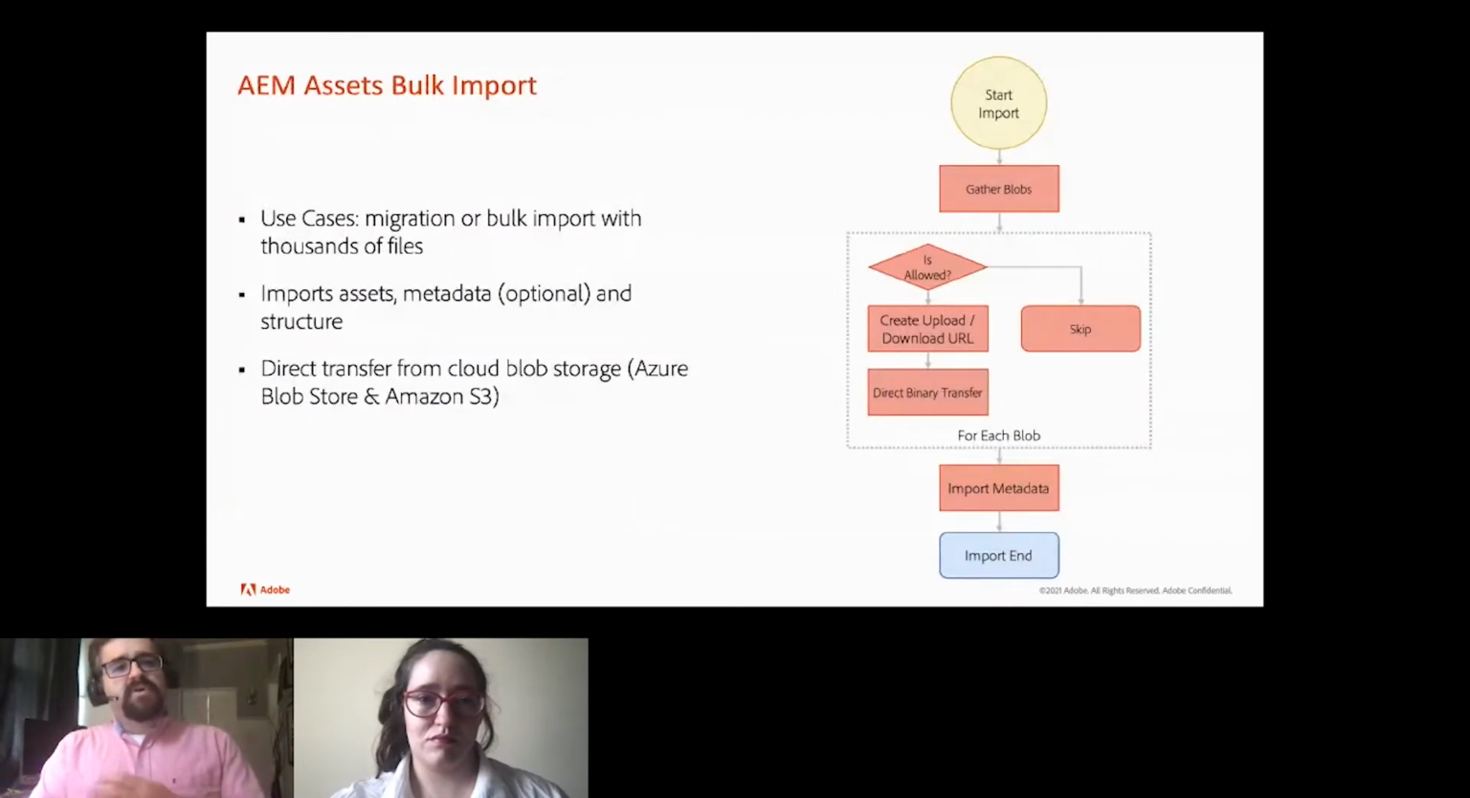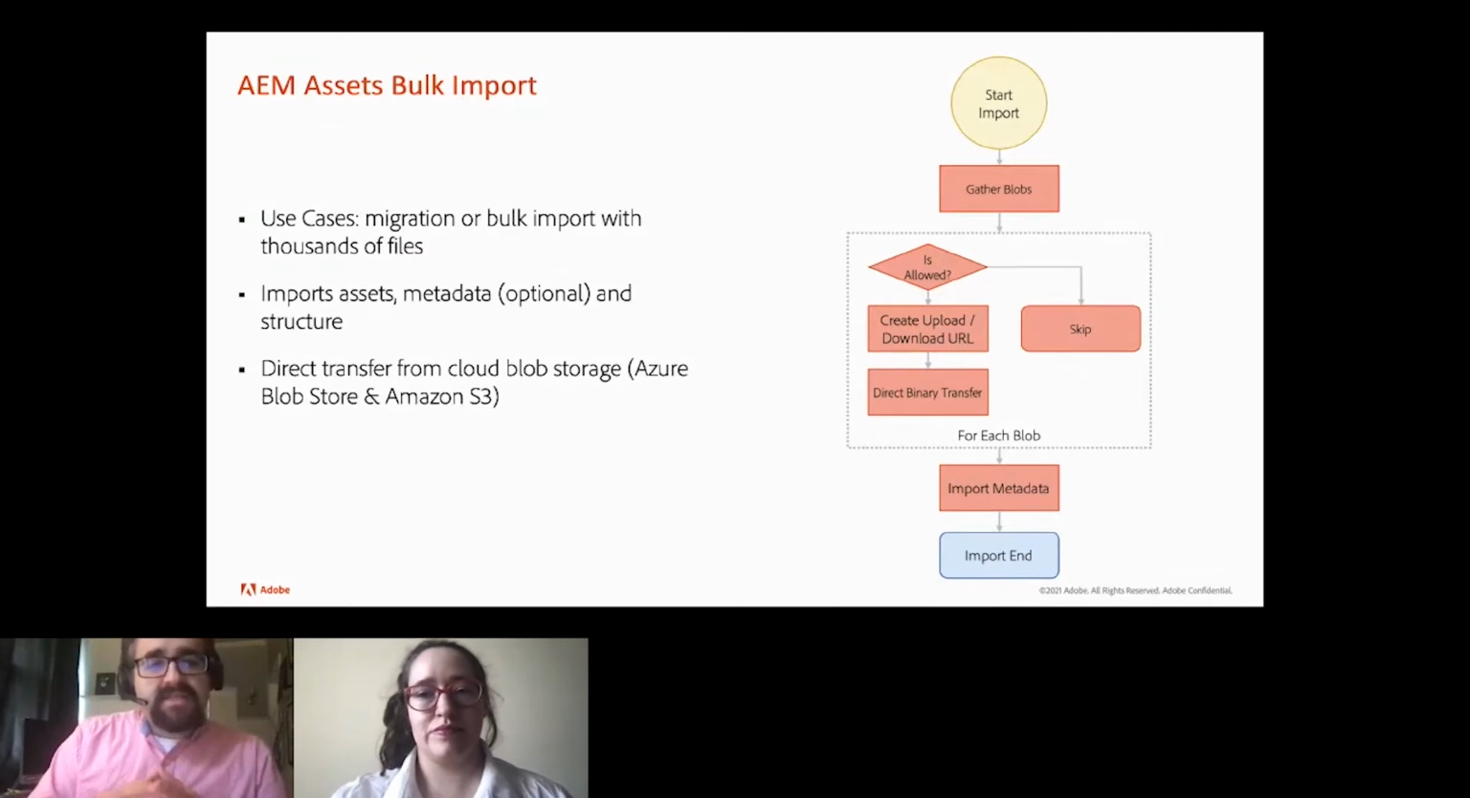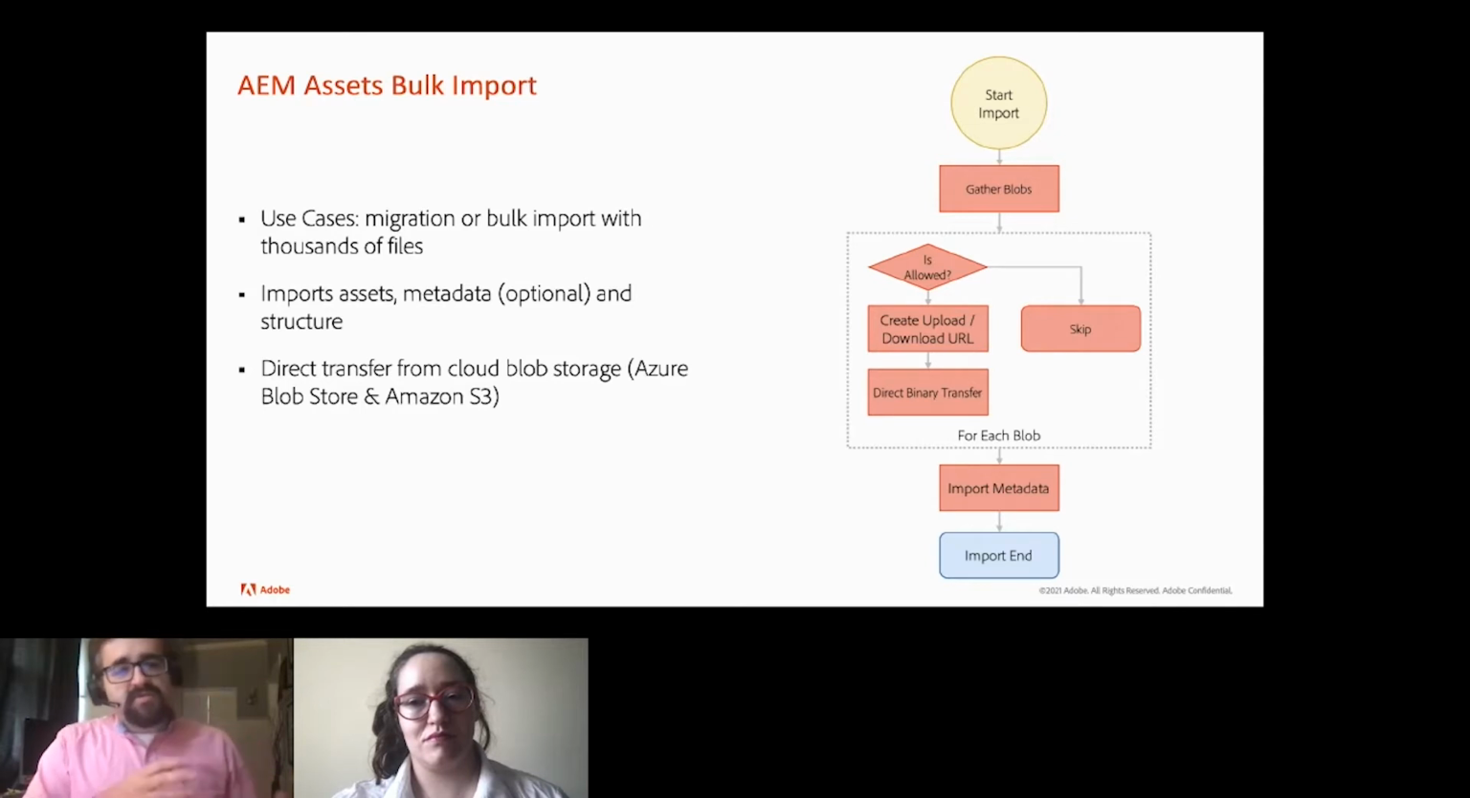Starting with the bulk import use case. This use case is, again, for migration or when you have a large amount of assets, say a new catalog year, and you need to be able to ingest thousands of files from another cloud service. You can import assets as well as, optionally, metadata, so all of the properties associated with those assets and the structure of those assets, into the AEM repository. We can support direct transfers from cloud storage services such as Azure Blob Store or Amazon S3.